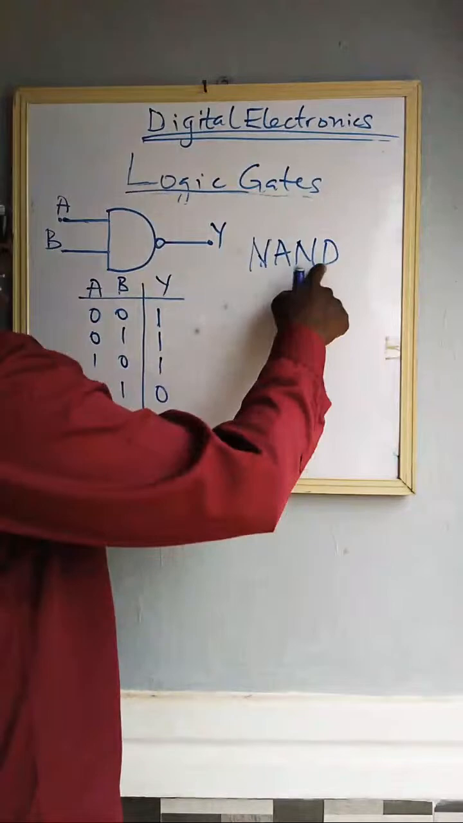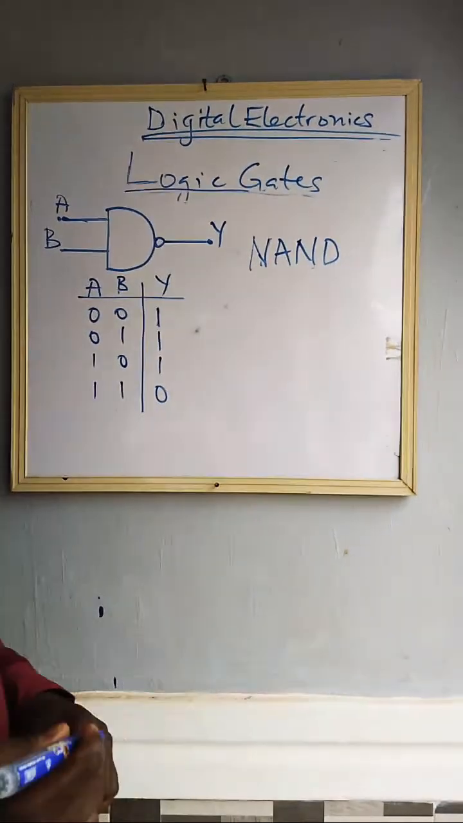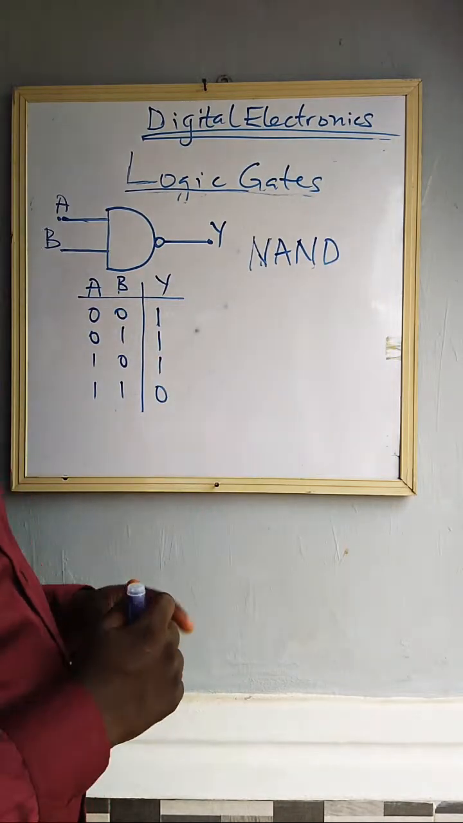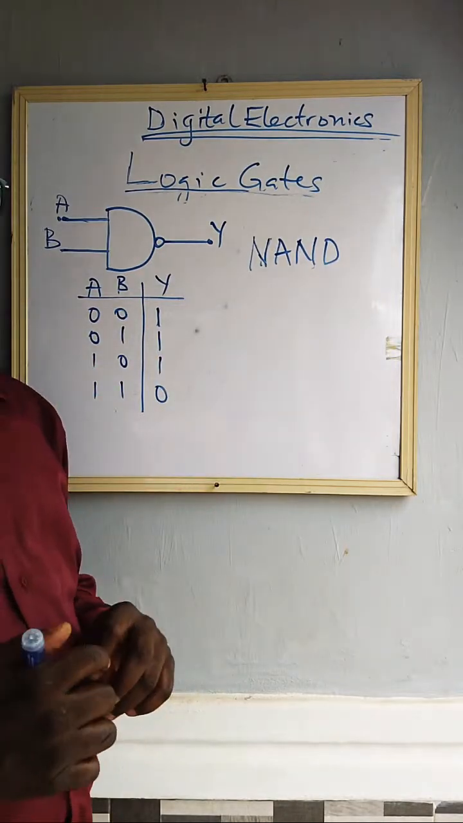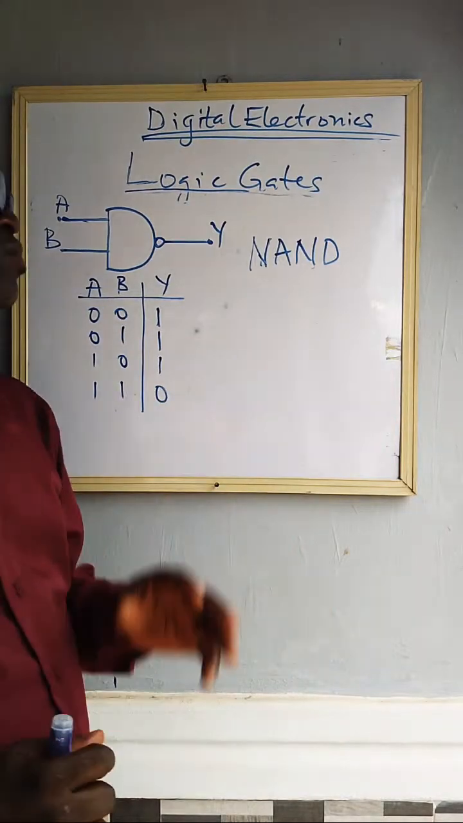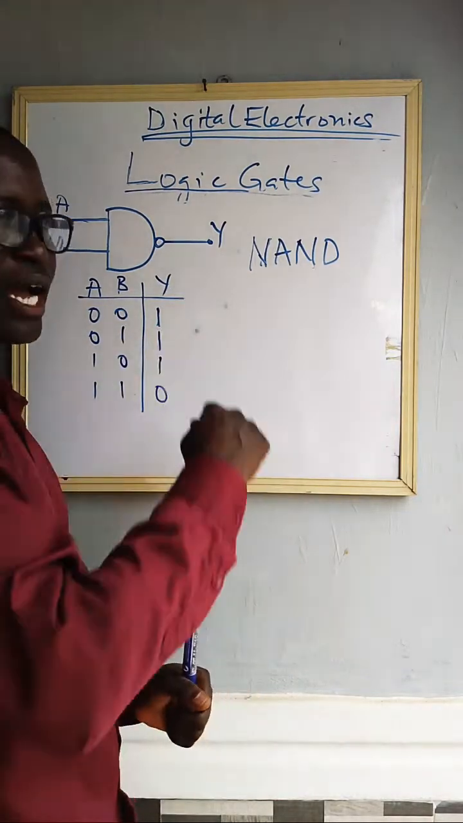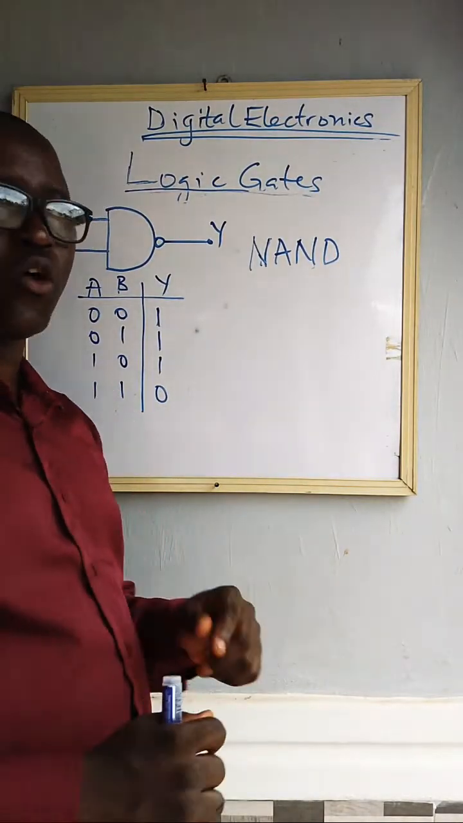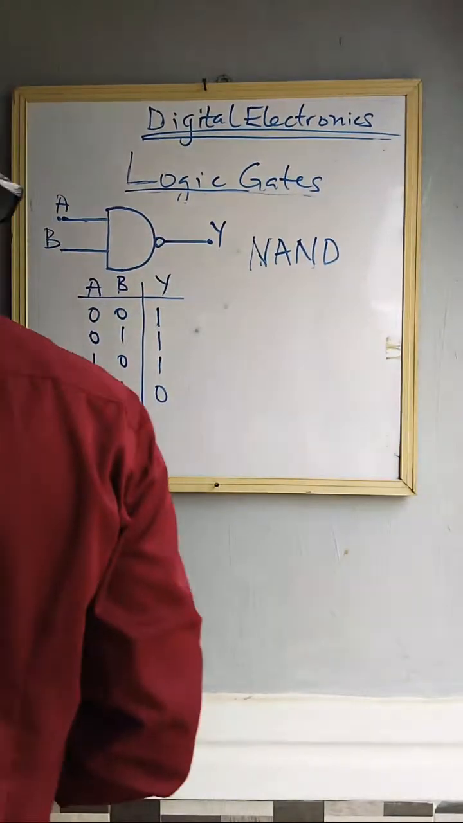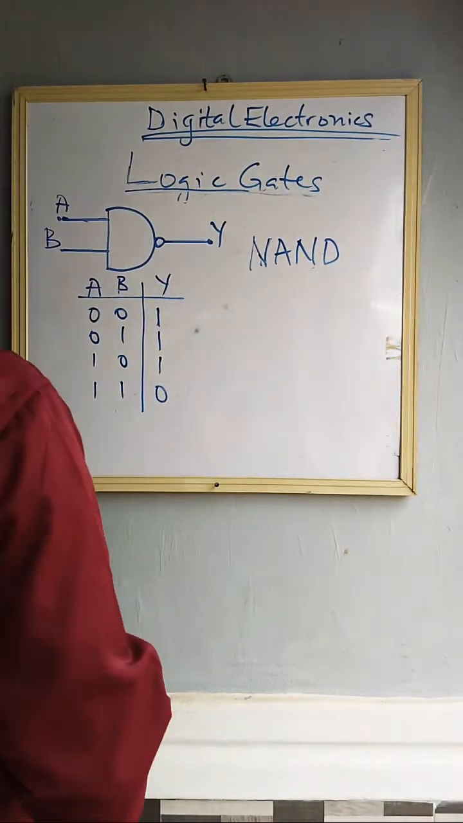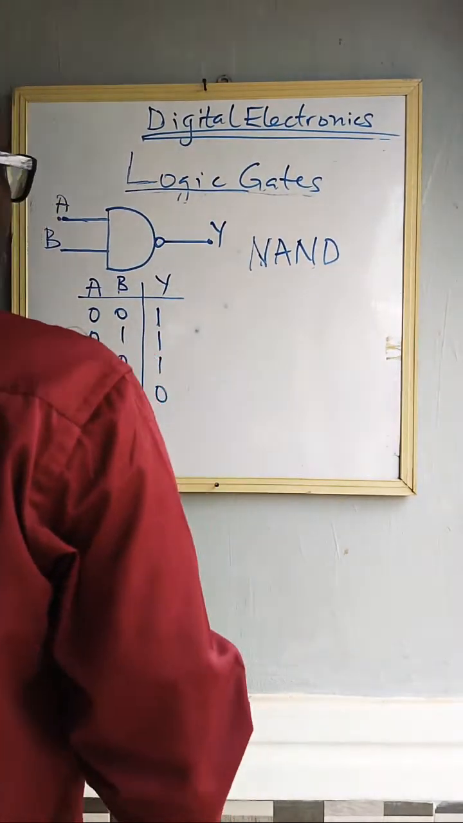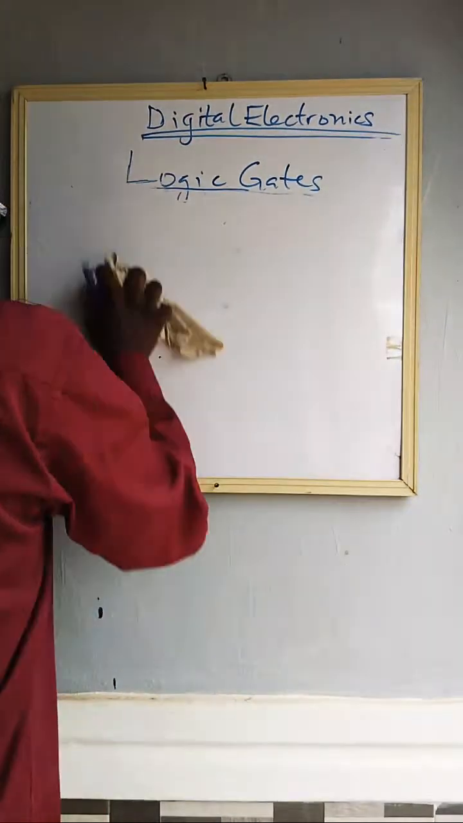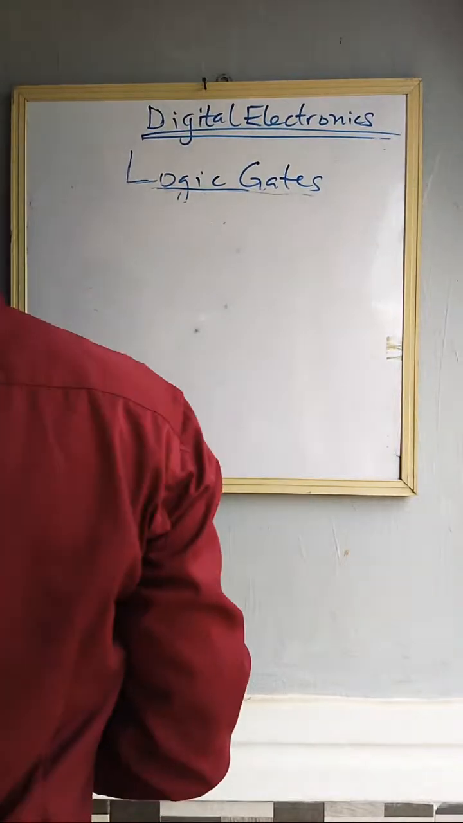NAND gate. The NAND is simply NOT AND. Likewise, the NOR gate is NOT OR. Now let's look at that NOT gate, that inversion gate. That is what we're looking at next. We want to look at the NOT gate itself. The NOT gate now.